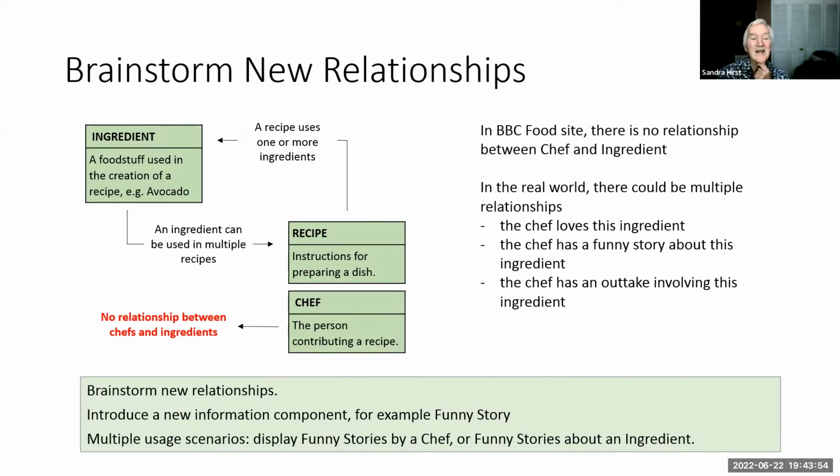So that gives us some ideas for different things that we can do with this relationship. For example, I float the idea we could introduce a new information component called funny story. And then the UX people could say, great, that could be displayed in lots of ways. If we go into a chef, we could have his funny stories. Or if we go into an ingredient, we could have funny stories about that ingredient.